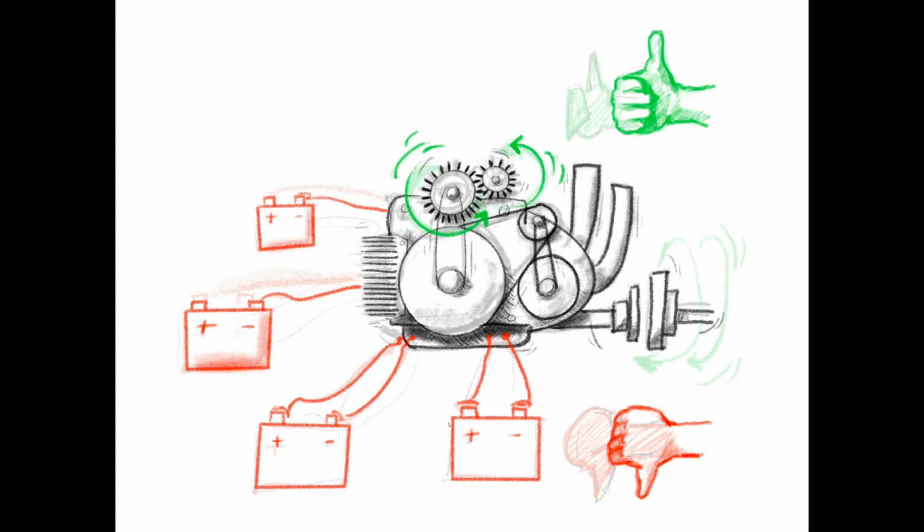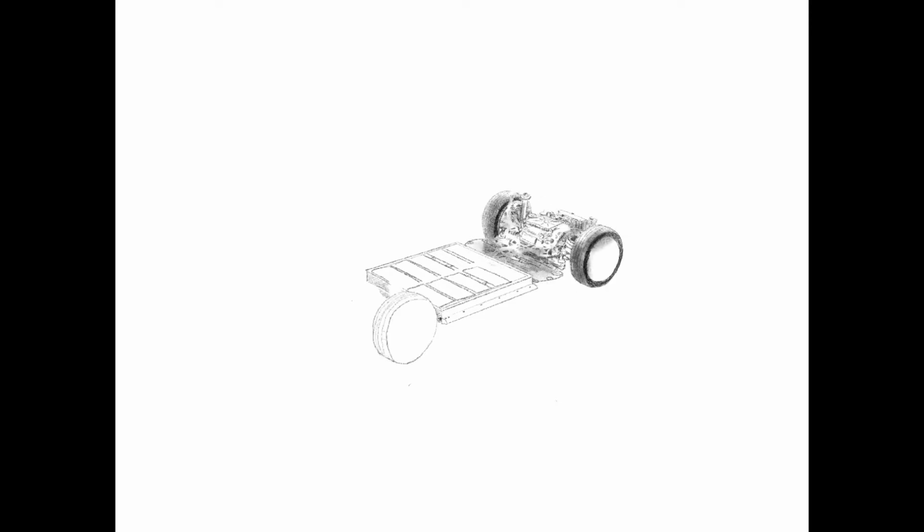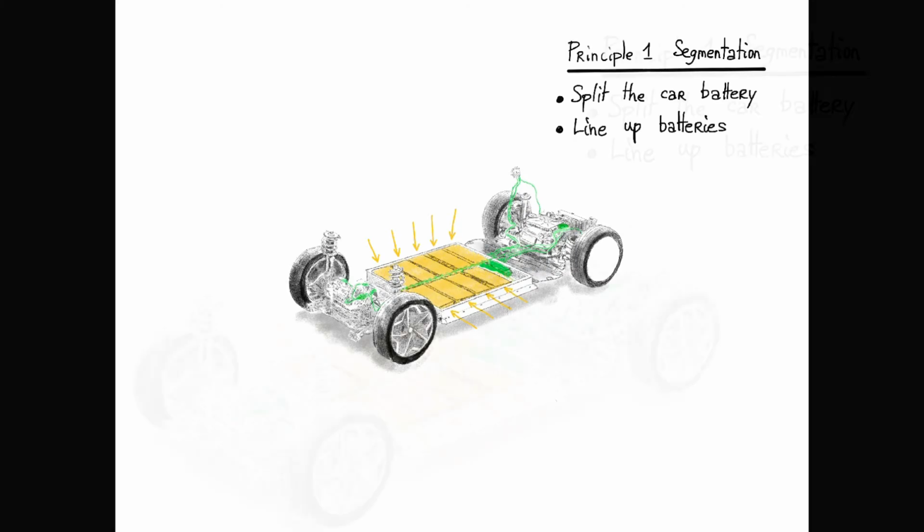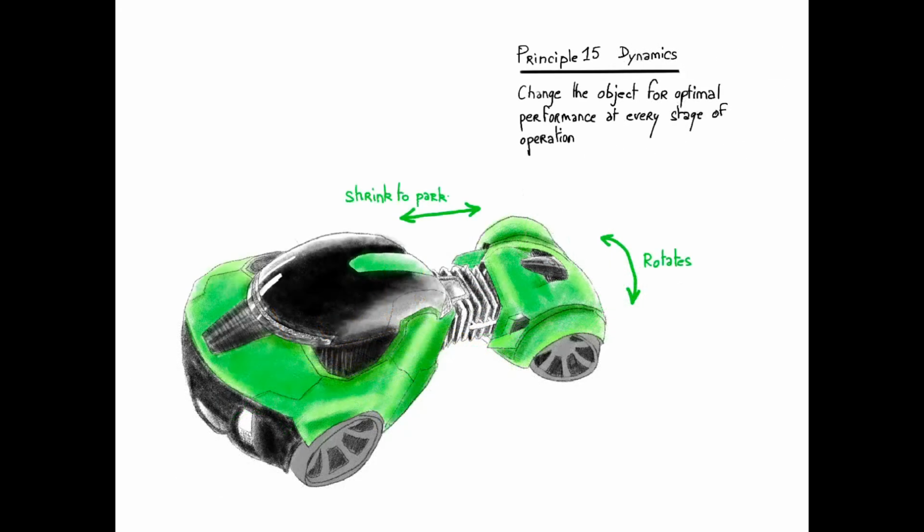Principle 1. Segmentation means splitting an object into independent parts to make it sectional or to fragmentize it. If a certain degree of segmentation exists, the segmentation can be increased further. An example for this inventive principle is the battery of an electric car. It is not a monolithic block. It is built of thousands of single cells which are lined up to several blocks. This helps to balance power, avoid overheating, and has several other advantages. All performant electric vehicles use this principle.